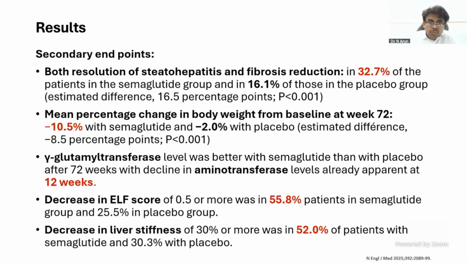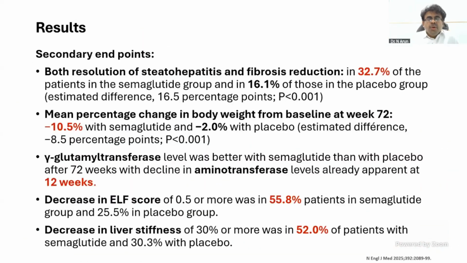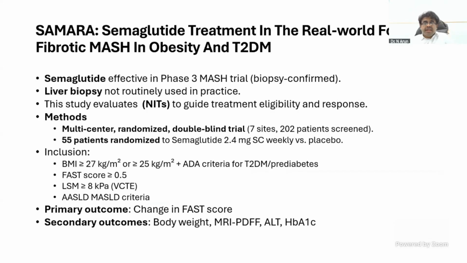So this is what I would like to address here. Your ELF scoring, liver stiffness, the change in body weight, the resolution of steatohepatitis, as well as fibrosis regression, and all this picture, you can show that the patient will have a significant response, which shows the secondary endpoints have been significantly attained.